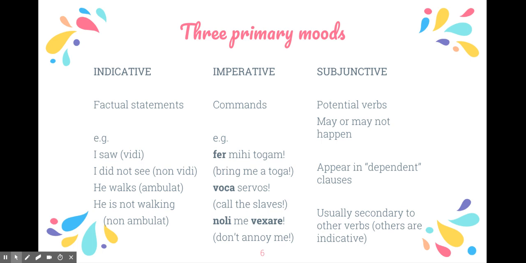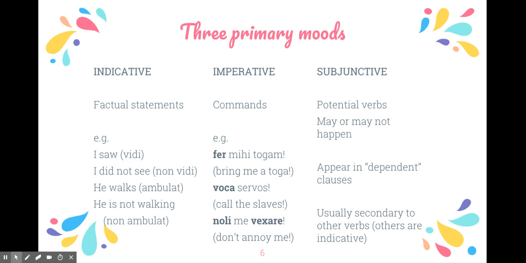Indicative verbs have factual statements. I saw. I did not see. He is walking. He is not walking. Those are all examples of indicative verbs that either happen or don't happen. They will happen in the future or they won't happen in the future. They did happen in the past or they did not happen in the past.